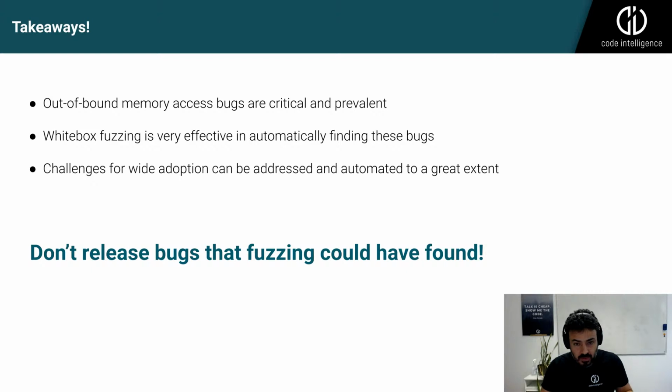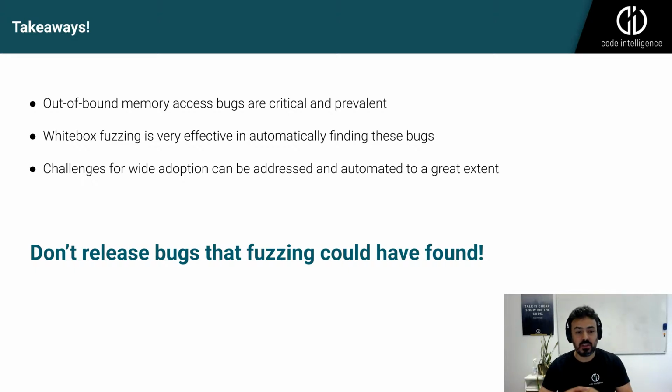The main takeaway from today's webinar that I would like everyone to keep in mind is, first, as we've seen with the recent incidents, out-of-bound memory access bugs are very, very critical. They can have very severe consequences, and they are relevant. They constitute a big portion of the most critical bugs, and white box fuzz testing is very effective in automatically finding these bugs.